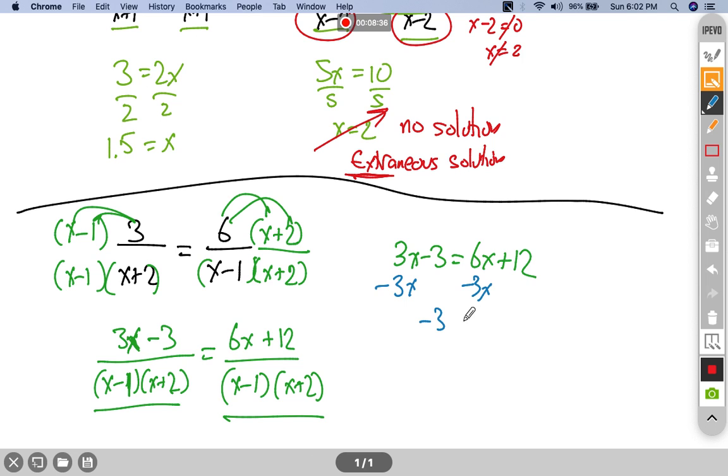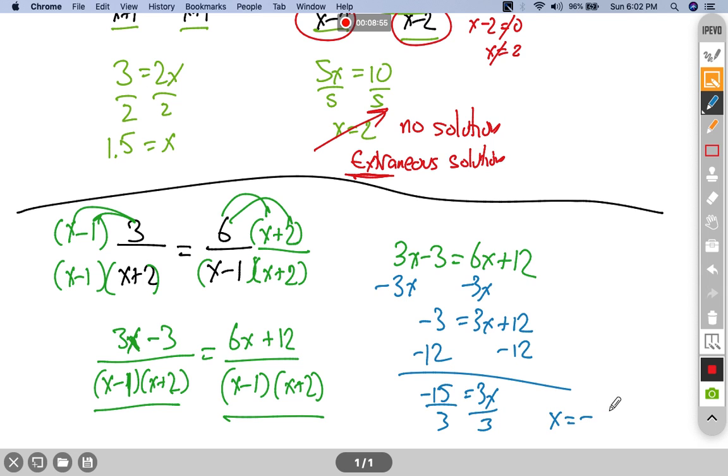We get negative 3 equals 3x plus 12. So since I put the x's here, I'll move this constant over to the other side. It's positive, so I subtract it. Negative 15 equals 3x. Divide by 3. And I get x equals negative 5.